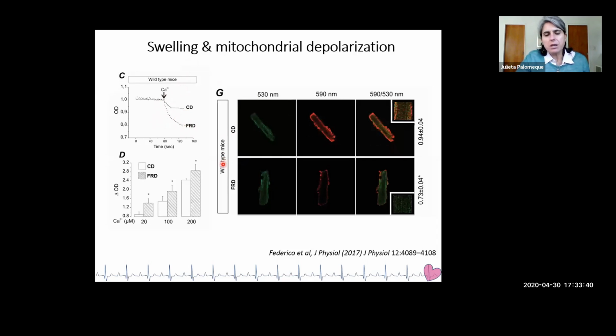Moreover, we measured mitochondrial membrane potential by a dye in isolated myocytes, and we can see here that this dye is green when the mitochondria are depolarized, and it's red when the mitochondria are hyperpolarized. And in the myocytes from fructose-rich diet hearts, the green signal increases and the red signal decreases, telling us that mitochondria from these myocytes are more depolarized than in control diet mice.